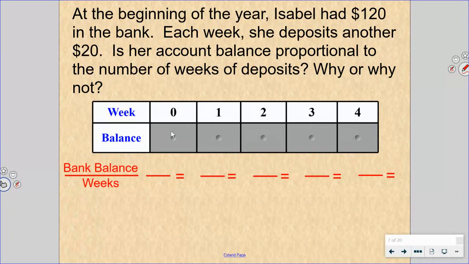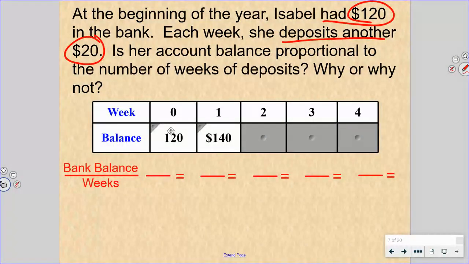Now let's think about this. Let's consider it. At week 0, she does not have $0. She already had $120 in the bank. That being said, she deposits an additional $20 each week, so 120 plus an extra 20 is 140. If you'd like, go ahead and hit pause. Come on back when you're ready with the rest of the table completed. Another 20, another 20, another 20 gives us the following numbers.